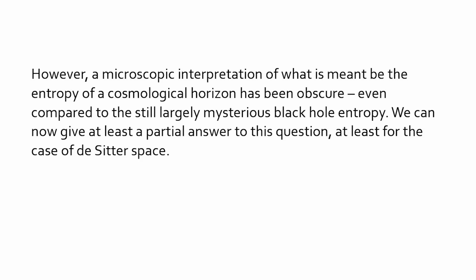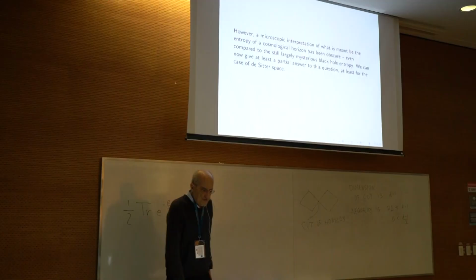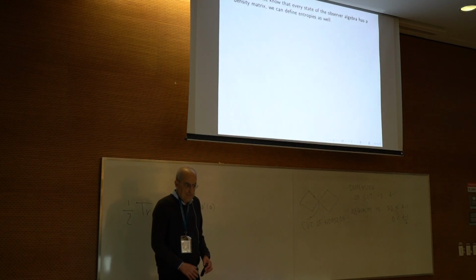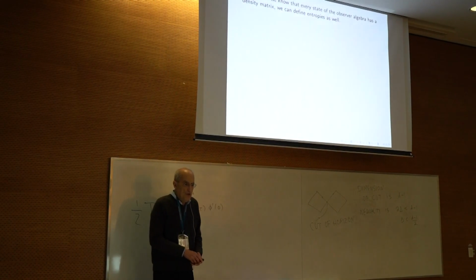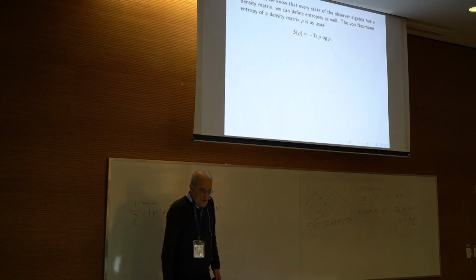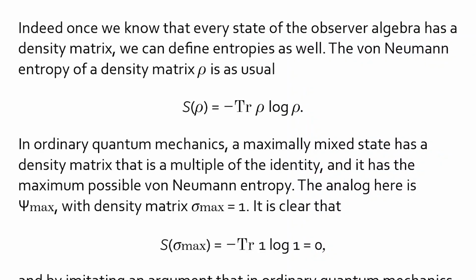However, a microscopic interpretation of the entropy of a cosmological horizon has been obscure, even compared to the black hole entropy, whose interpretation we also don't understand nearly as well as we would like. But we can now give a partial answer to this question, at least for perturbative gravity in de Sitter space. Once we know that every state of the observer algebra has a density matrix, we can define entropies as well. The von Neumann entropy of a density matrix is, as usual, minus the trace of rho log rho. And we can use that definition here.